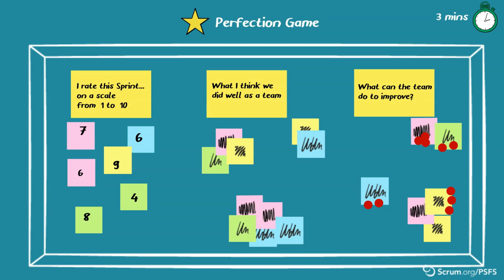The perfection game is one of many techniques that can be used to facilitate a sprint retrospective. Remember, the aim of the perfection game is not for a team to become perfect. That is impossible, as Scrum teams should always be looking for opportunities for improvement. However, by asking team members to rate the sprint and actively think about what they could do to increase this rating as a team, the facilitator encourages them to focus on future improvements that will make them a more effective team.